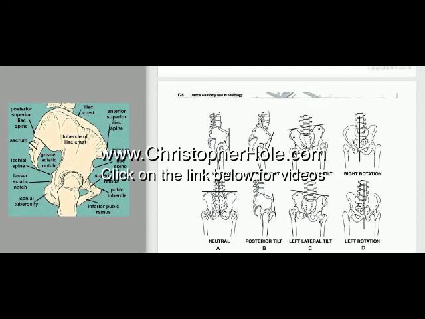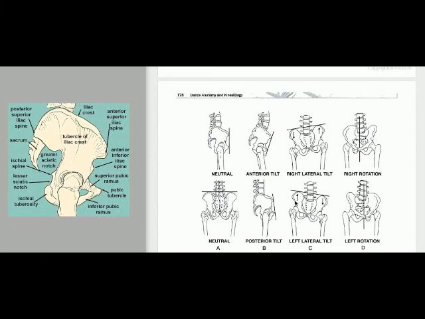Obviously a left tilt is when the left side is higher than the right side, so we might have a right leg slightly longer than a left leg. And then we've got a right lateral tilt, which is the right side slightly higher than the left side, where we might have a right leg which is slightly shorter than our left.